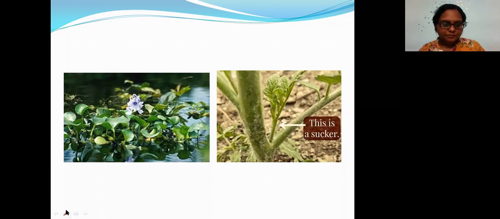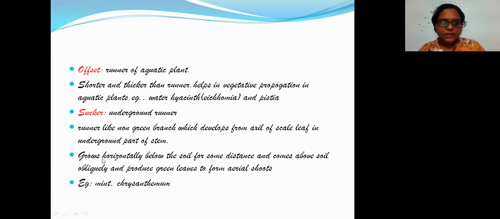Did you understand? So it grows horizontally below the soil for some distance and then comes above the soil obliquely and produces green leaves. Earlier it is not a green branch. In the starting it's not green, but when it comes out, it acts as a normal stem bearing green leaves to form a normal aerial shoot.